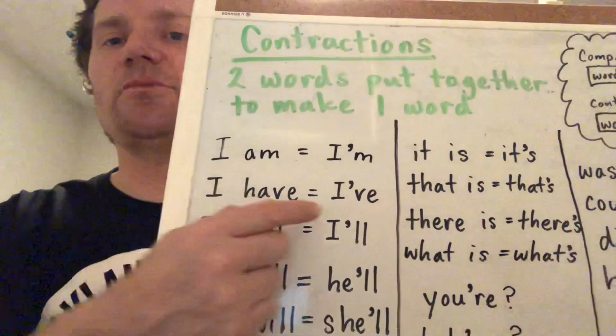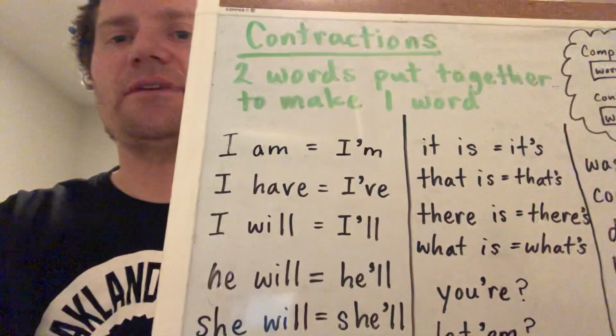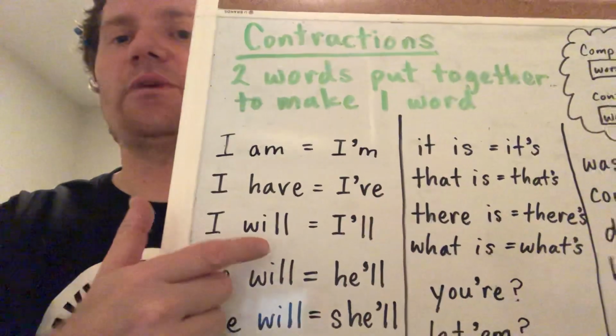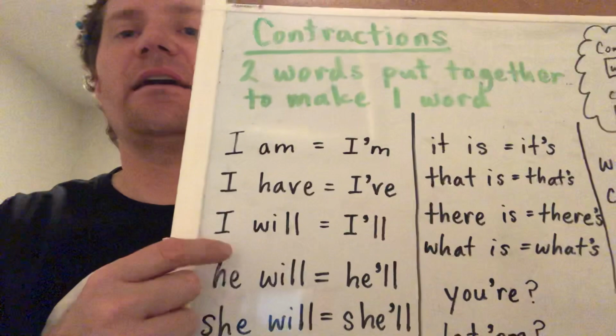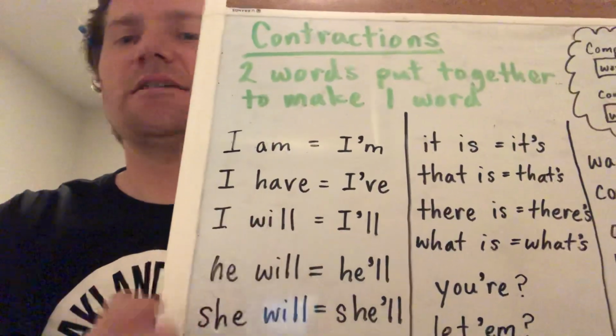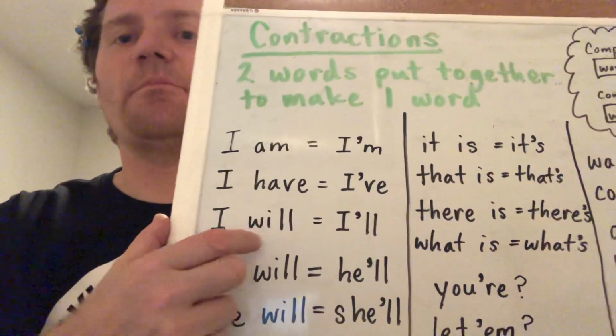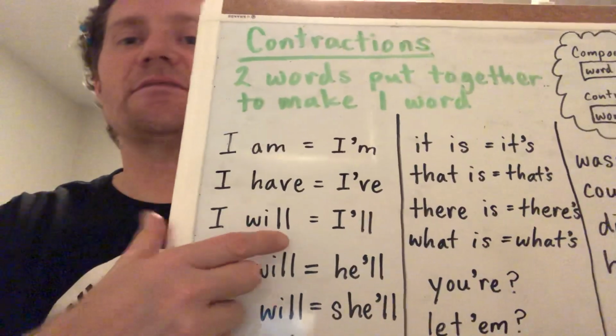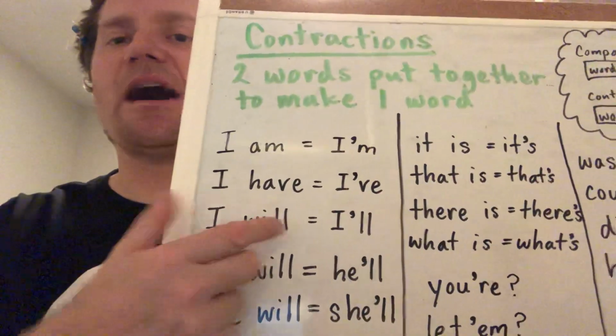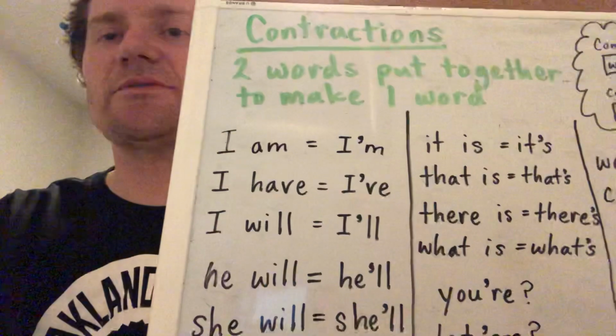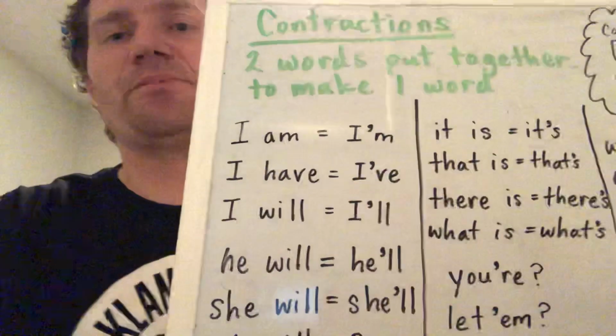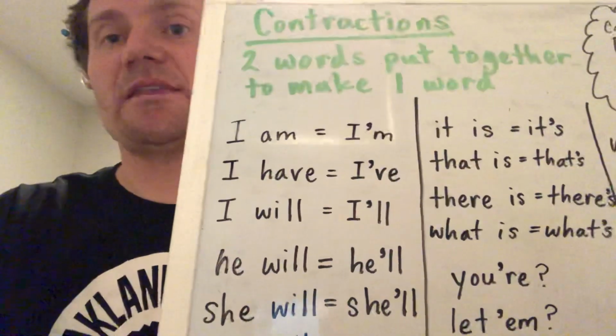The H and the A have been removed, and that's where we put the apostrophe. In I'll, I will becomes I'll. In that case, we see I is still there, just like it normally is, and the L's are still there at the end, but the W and the I have been removed, and so we put an apostrophe exactly where those letters used to be, or where they would have been if we wanted to make them into a compound word.